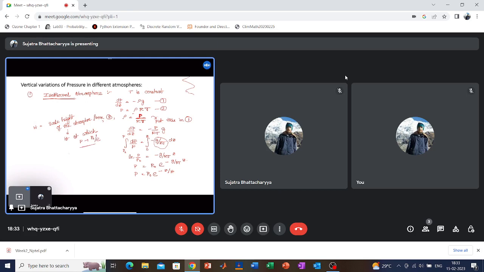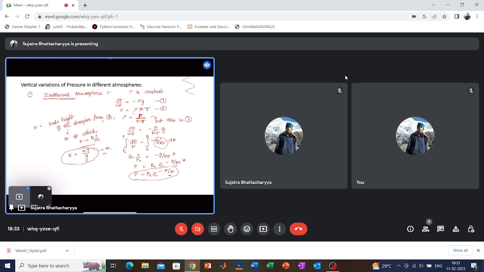and its value is, as you can see from this expression, if you compare these two, the value becomes RT by g, which is nothing but the scale height. You can check the units, it comes out to be in meters, because g is meter per second square, T is in Kelvin, R is joules per Kelvin per kg. If you do it, it comes out to be in meters. So we have derived this expression, and most of this week 3 assignment can be done using this particular formulation.